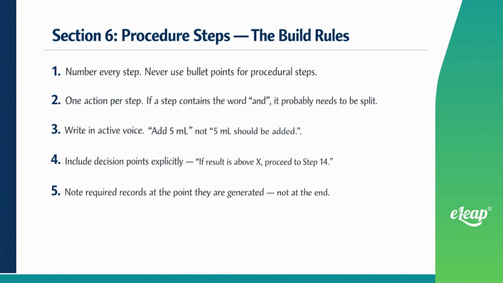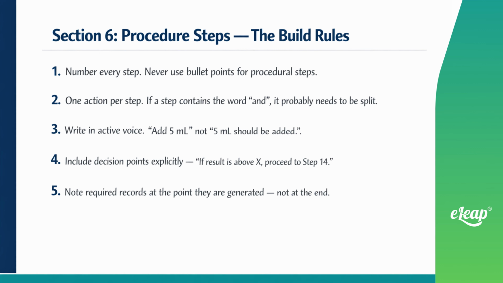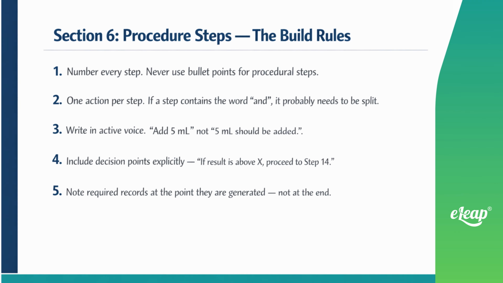Section 6 is the procedure steps, the core of the SOP, with a few rules that separate steps that work from steps that create variation. Number every step. Never use bullet points for procedural steps because operators need to reference specific step numbers when something goes wrong. 1 action per step. If a step contains the word "and," it probably needs to be split into 2. Use active voice throughout. Include explicit decision points. If the result exceeds the upper limit, go to step 14, rather than leaving routing to the operator's judgment. And note record requirements at the exact step where the record is generated, not at the end.